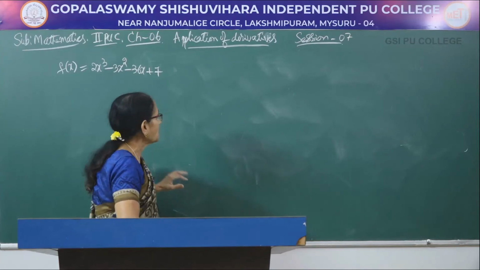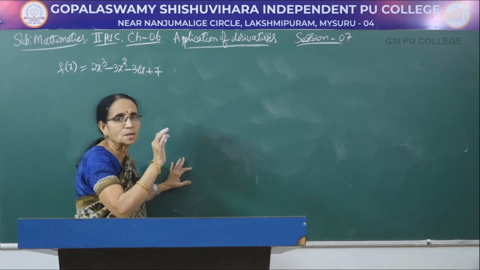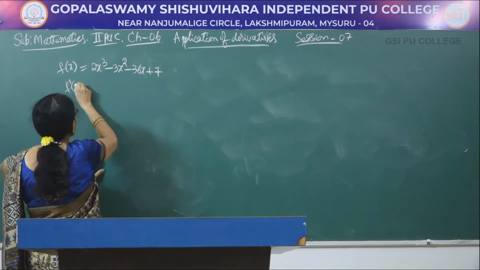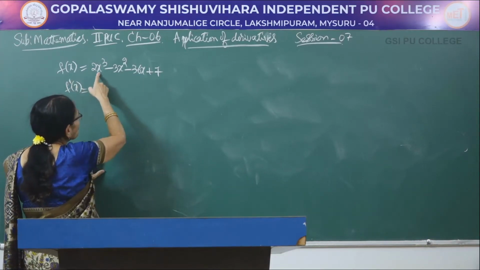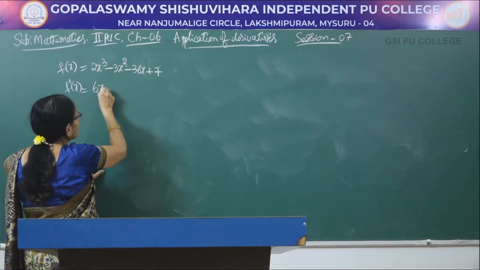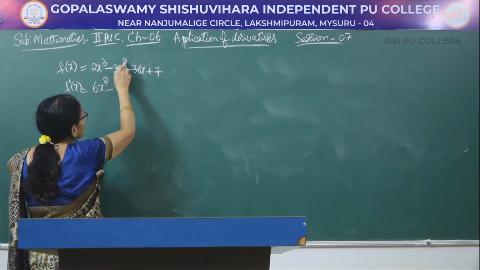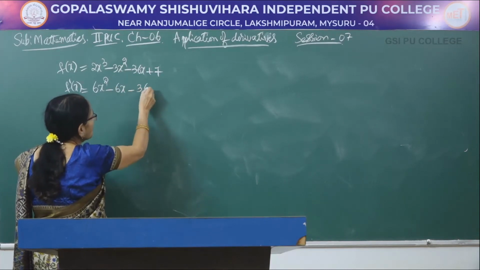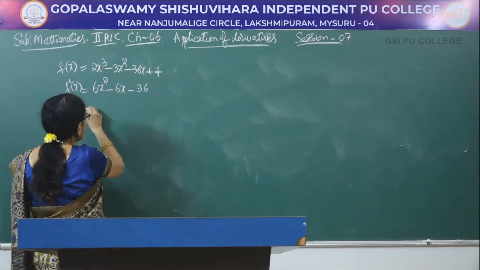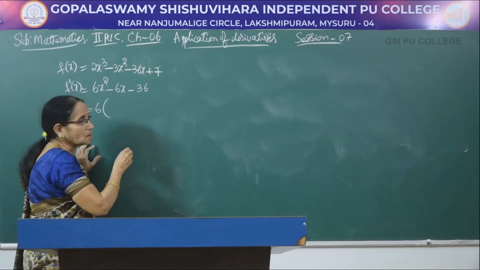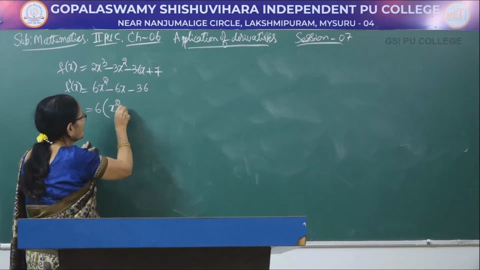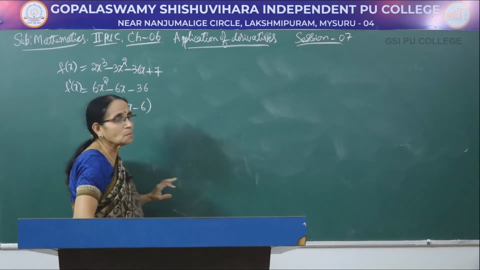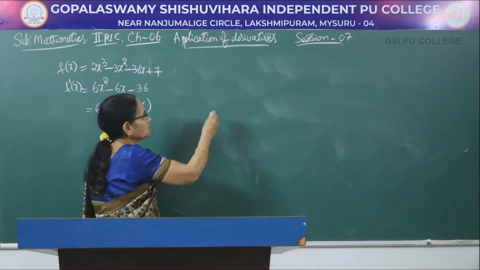So, first let me follow the common instruction to find the increasing and decreasing intervals here. Let me differentiate: f dash x would be 2 into 3x square, that is 6x square, 2 into 3 into 2x, that is 6x, minus 36. Or you can write it as, take out 6 as common factor, x square minus x minus 6. Now, I hope you remember this one. Let me factorize this one.